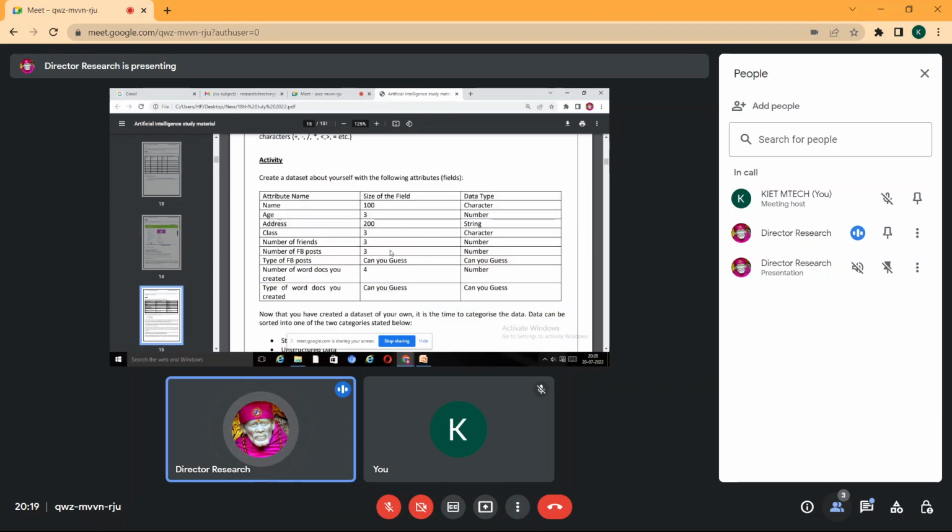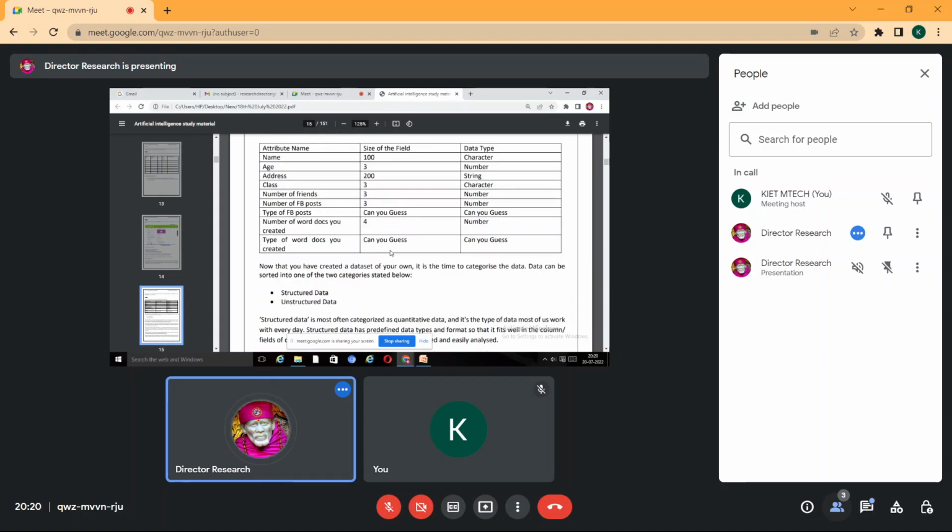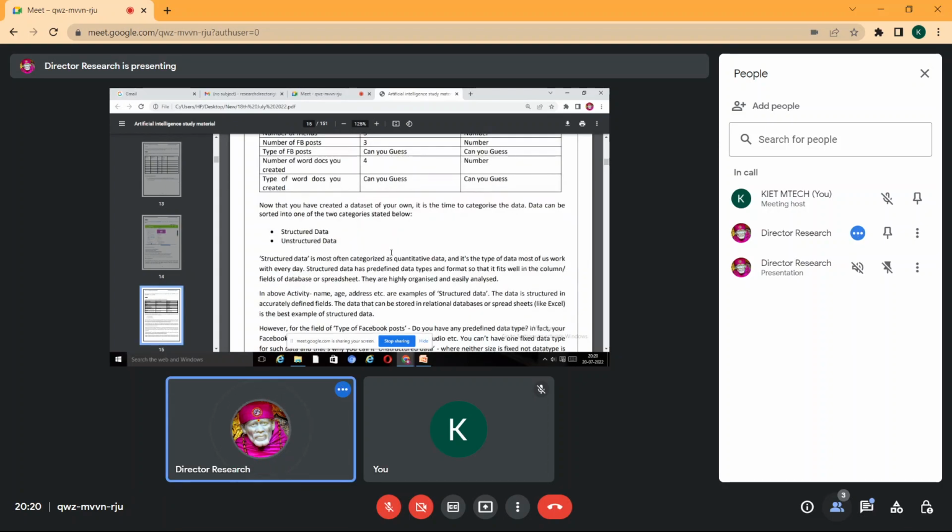Here you have to see the activities. Creating a data set yourself: attribute name, the size of the field, data type. Name is a character, age is a number, address is a string, class is a character, and number of friends is a number. Number of FB posts is a number. Type of Facebook post, can you guess? Number of word documents you created, number. Type of word document you created. Okay, can you guess?